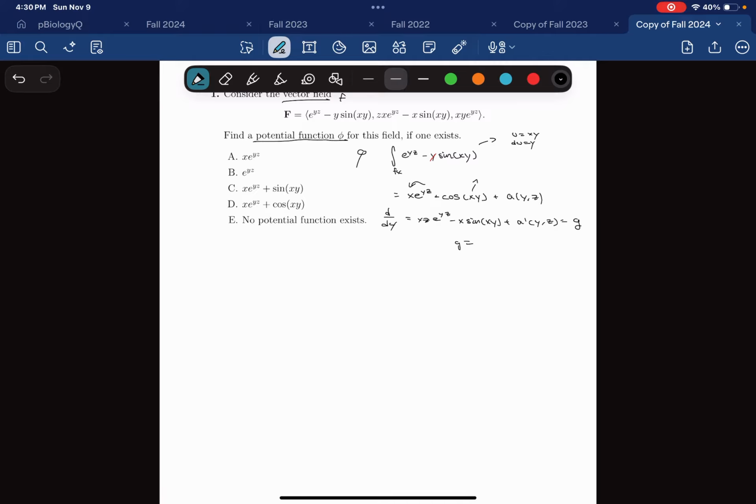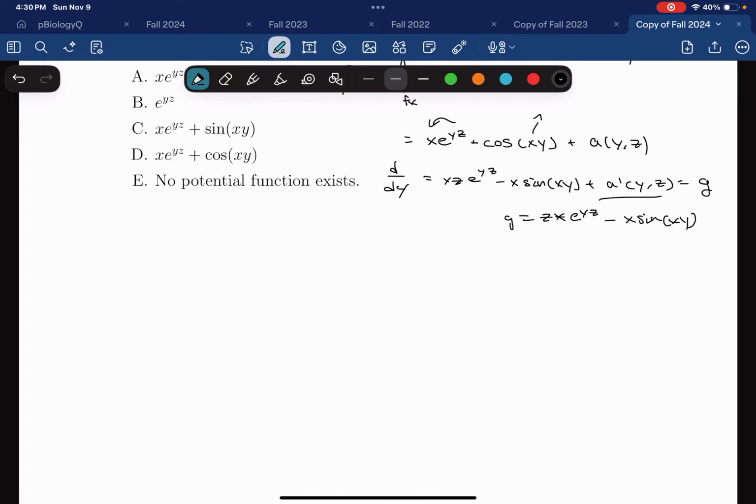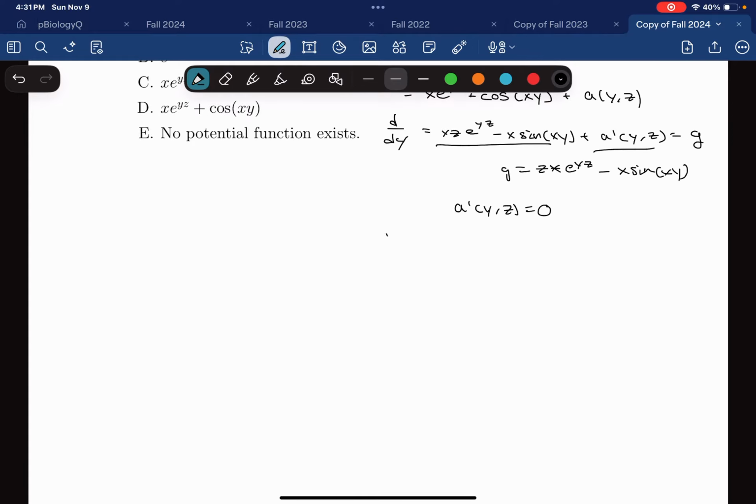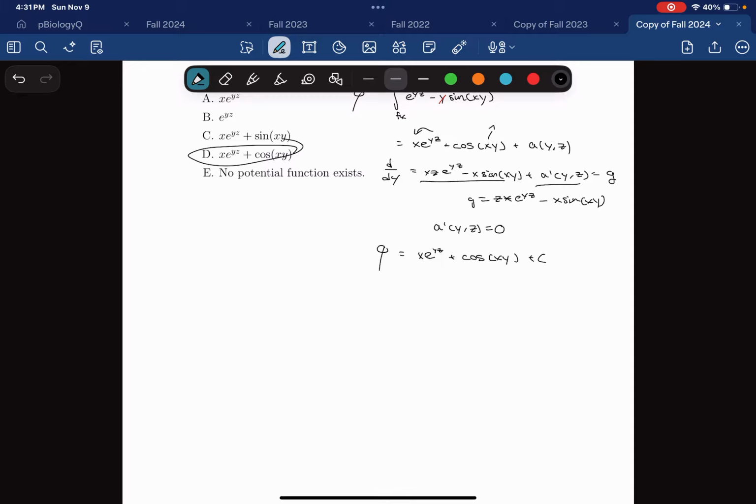So g is equal to zx e^yz minus x sine of xy. If you notice, in this case, if you do this minus the g, you'll just get a prime of y, z equals 0. So you stop here, which means that your potential function would just be x times e to the power of yz plus cosine of xy. And that will always be plus some constant, but in this case, that's not what the answer will show.